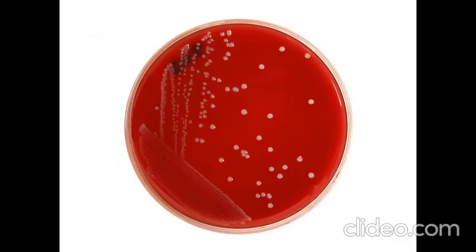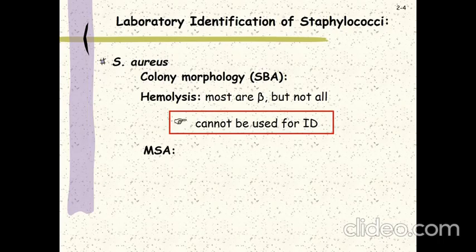And I mentioned that pigment can change as well. Pigment's not uniform necessarily within a species. So this is a Staphylococcus species that has more of a dull white, kind of grayish look to it. Not a bright white like we've seen with the other Staphylococcus species. So hemolysis can't be used for ID.